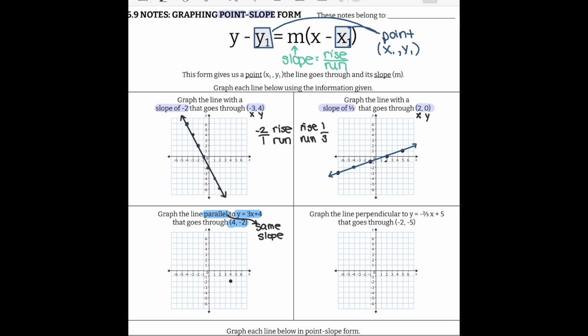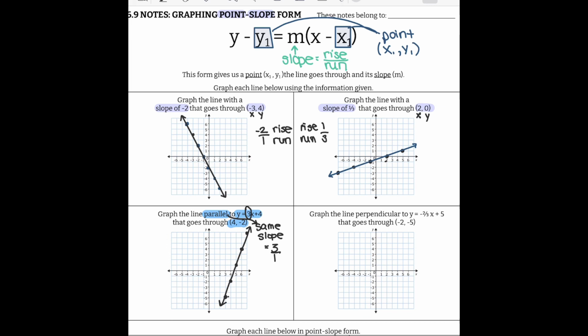So, since the slope of this line is 3, my slope is going to be 3, or 3 over 1. So I'm going to rise 3 and run 1. Put a point there. Rise 3, run 1, or down 3, left 1. And that's as much as I can fit on my graph. So I'm going to go ahead and draw my straight line all the way through.